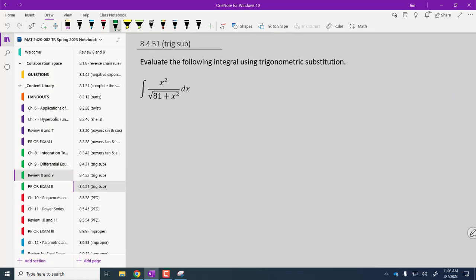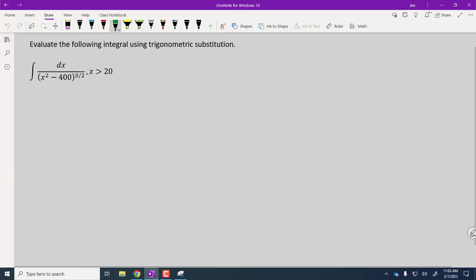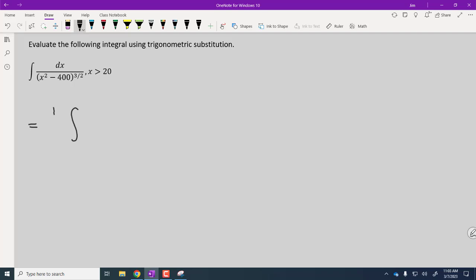One more trig sub. Let's do a secant one. What are we going to factor out in this one to put it in trig sub form? The 400 is coming out, and what's the exponent going to be on that 400? 3 halves. So it's in the denominator, so we're going to have 1 divided by 400 to the 3 halves power.